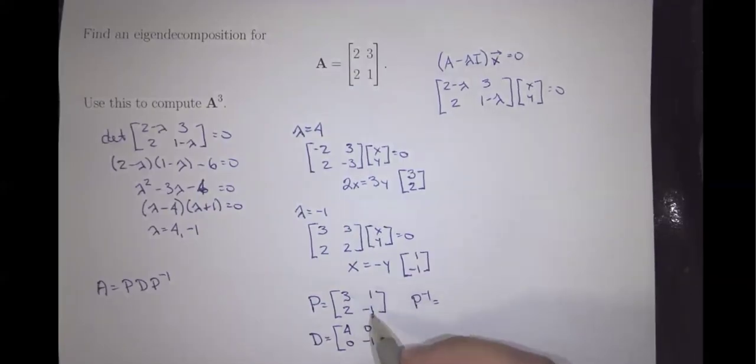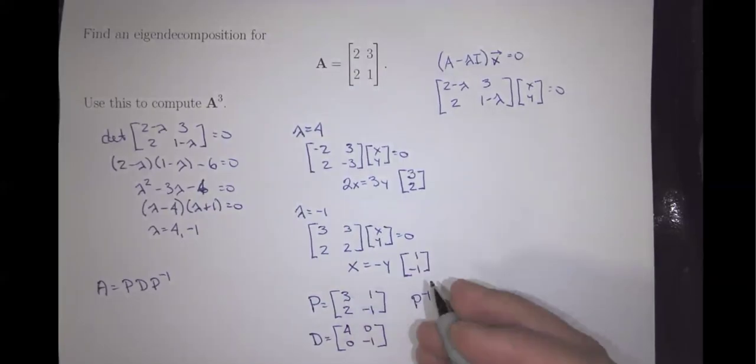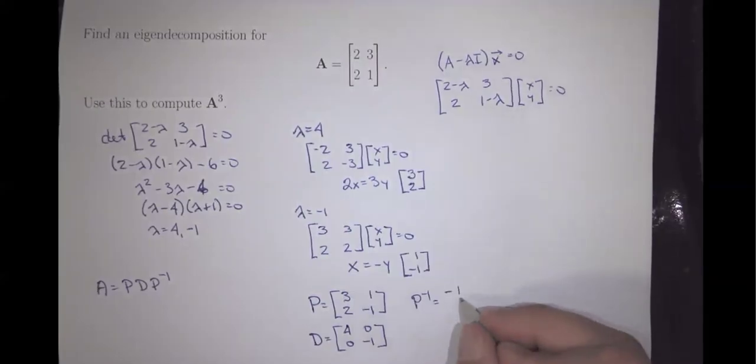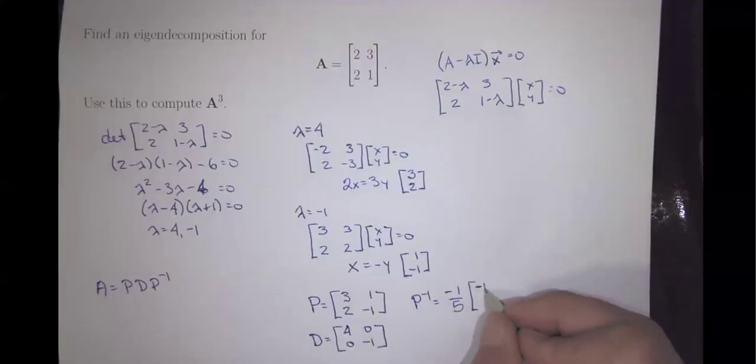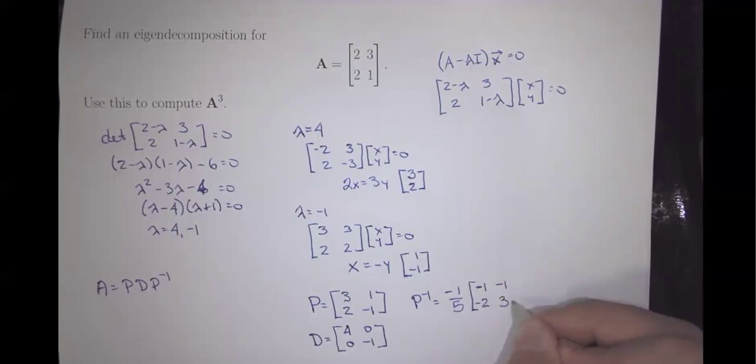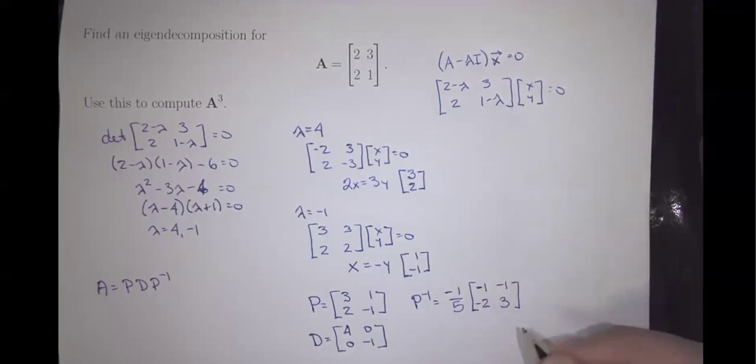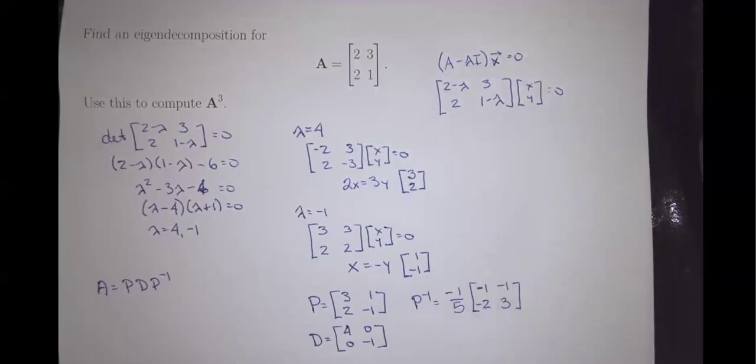So here we've got minus 1/5 times the matrix minus 1, minus 1, minus 2, and 3. So we've got our P, D, and P inverse, and A is equal to those. If you multiply that out, you will in fact find that A is equal to P D P inverse.